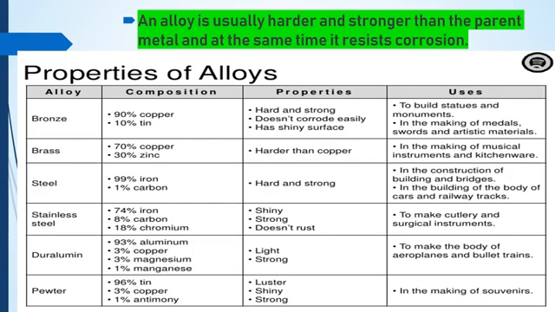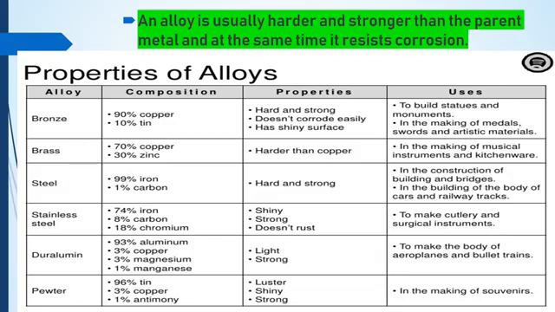Next, brass. In brass we have 70 percent copper and 30 percent zinc. It is harder than copper. The main parent metal is copper, but brass is very hard when compared to copper. Its uses are in the making of musical instruments and kitchenware. So brass is used for making musical instruments as well as kitchenware.